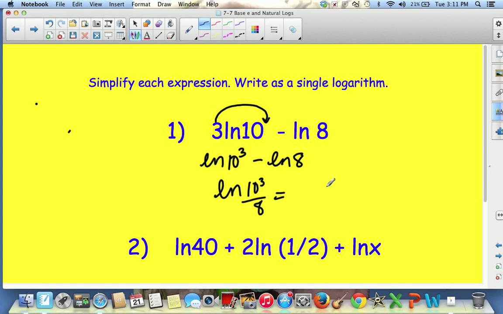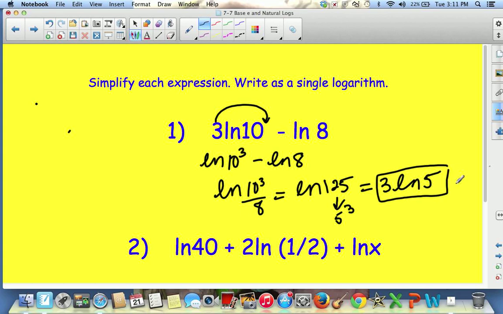So 10 to the third over 8 is actually 125. So we have the natural log of 125. Now, can you write 125 as a power? Sure can. We can write it as 5 to the third, right? So since this is written as 5 to the third, you can write it as 3 natural log of 5. So if you can write it as a power, just go ahead and do it.